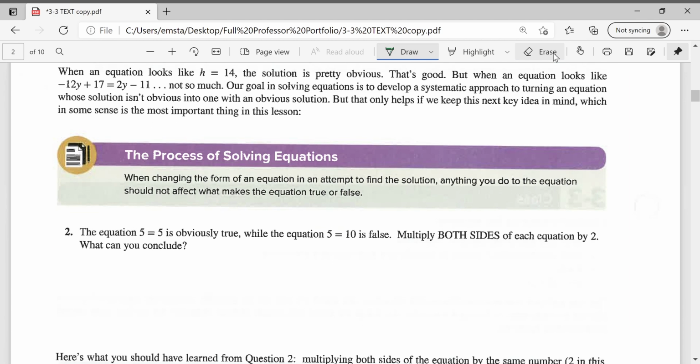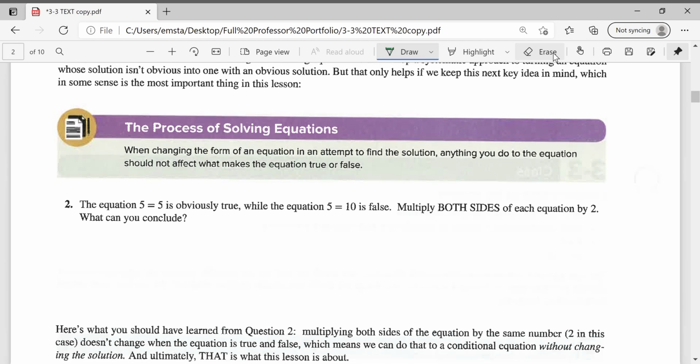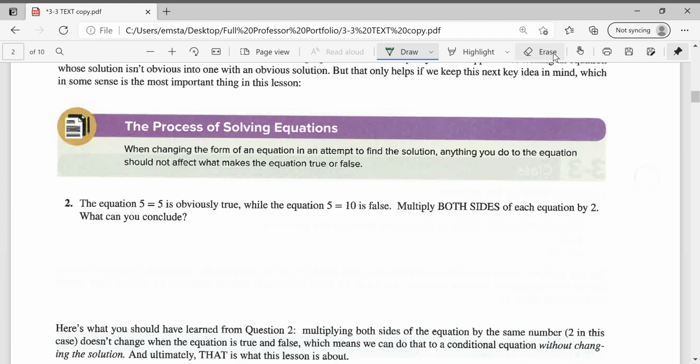The process of solving an equation. When changing the form of an equation in an attempt to find the solution, anything you do to the equation should not affect whether it's true or false. So they tell us that 5 equals 5. We already know that. We know that 5 equals 10 is not true. So let's start with these two equations. The true one is 5 equals 5, and the false one is 5 equals 10.